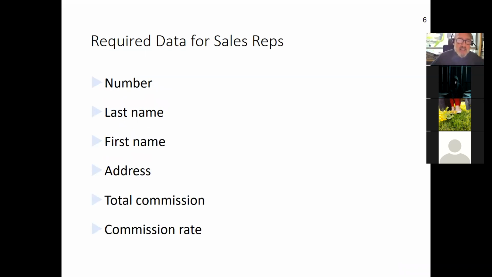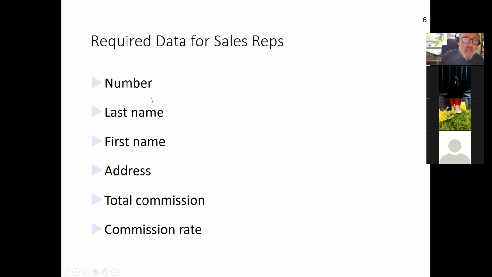Required data for sales reps. Okay, so the required data. I mentioned this idea of, well, they call them categories here, but I called them entities. An entity or a category is something about which we store data. And so what data do we store? If you were going to design or create a database, this is the question you'd ask. Okay, I'm going to store data about sales reps. What data am I going to store?